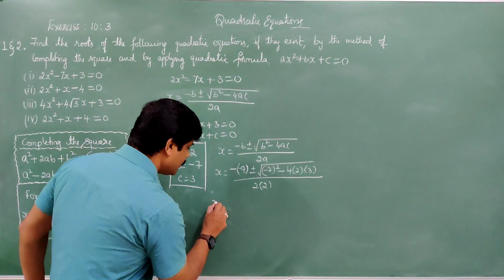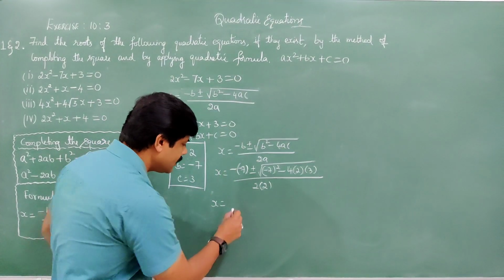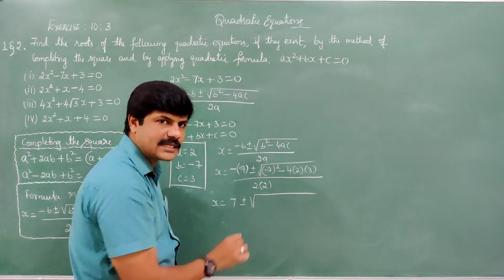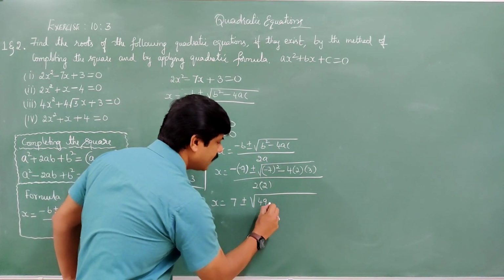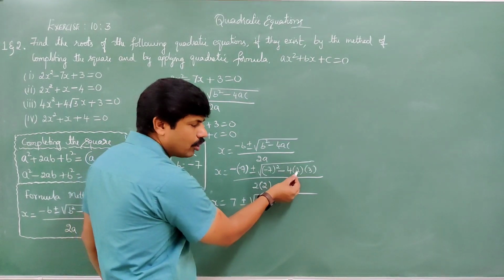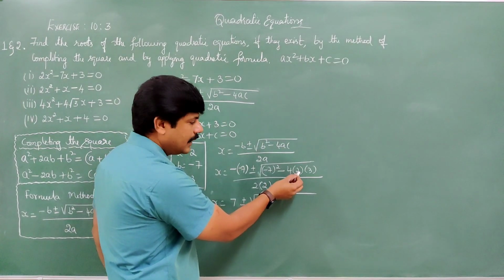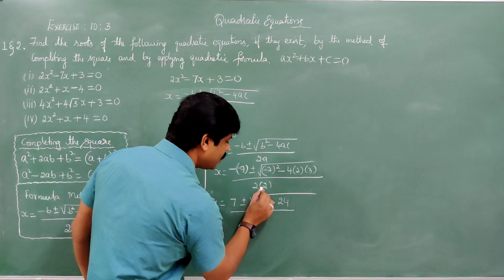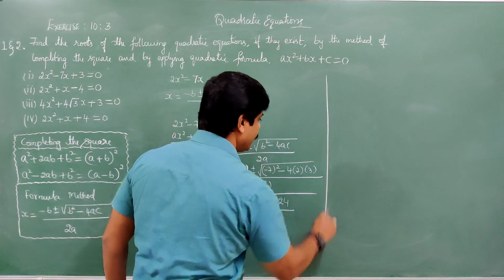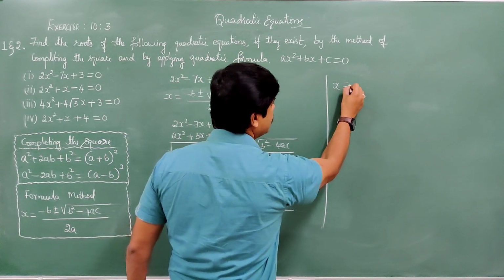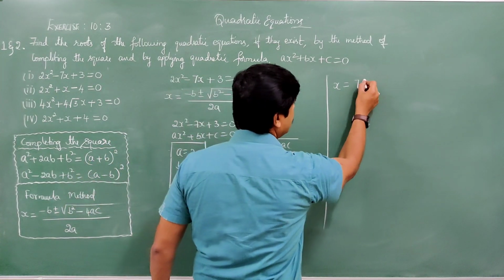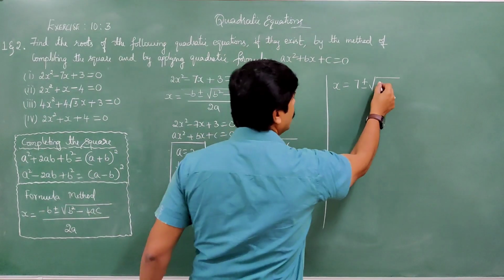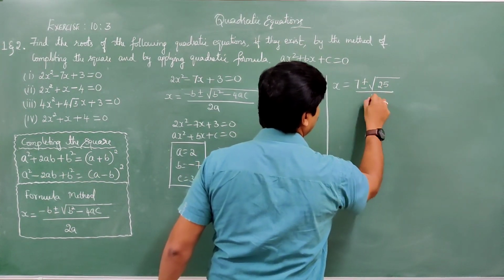Now just do the operation. Minus into minus is plus 7, plus or minus square root of, minus into minus plus, 7 times 7 is 49, minus 4 times 2 is 8, 8 times 3 is 24, whole divided by 2 times 2 is 4. So x equals 7 plus or minus square root of 49 minus 24, which is 25, whole divided by 4.